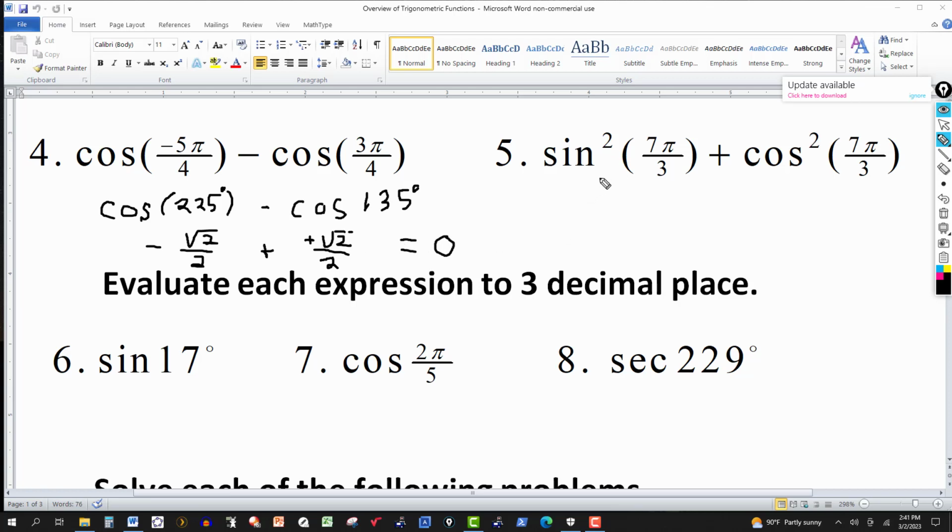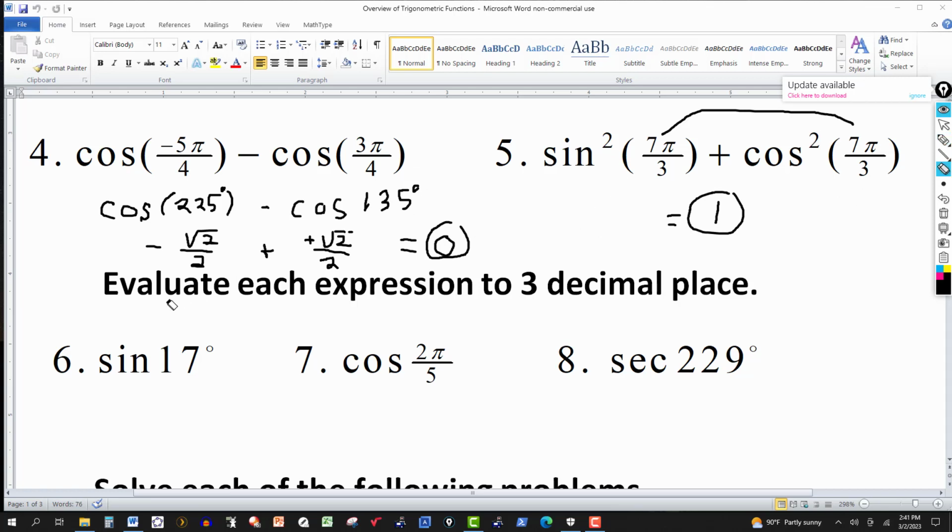Now for the next one, I have sine squared of an angle plus cosine squared of the same angle. That's one of your basic fundamental identities. Anytime you have the sine squared of an angle plus cosine squared of the same angle, that's always equal to 1. So that's what we get here: 0 on number 4 and 1 on number 5.